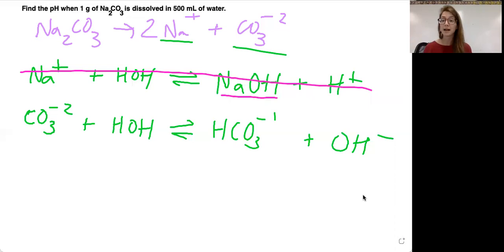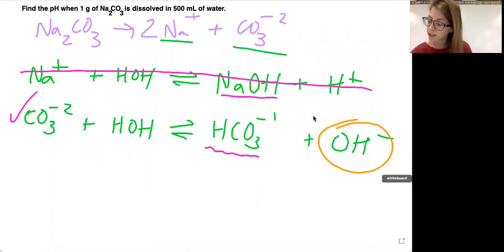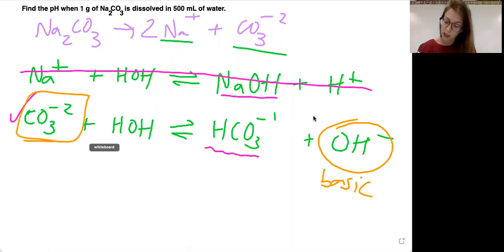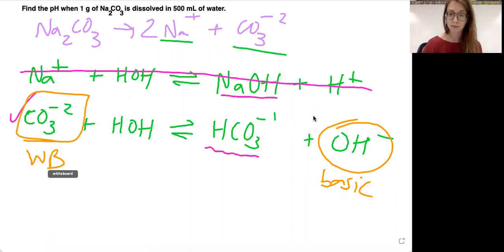If that were true of the next reaction, neither reaction happens, then we have a neutral solution. But HCO3- is not strong, it is something weak. So this reaction can happen, and we can do an acid or a base problem. Since that reaction can happen, and that reaction produces hydroxide, we know we're making a basic solution. So we know we're going to treat carbonate as a weak base and just do a weak base problem from here.